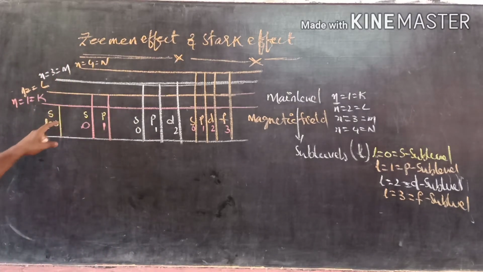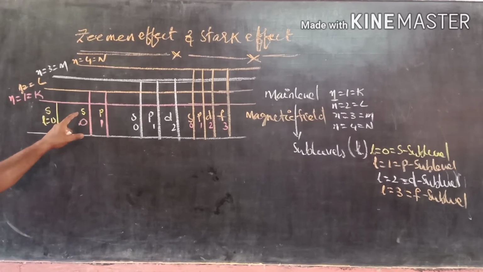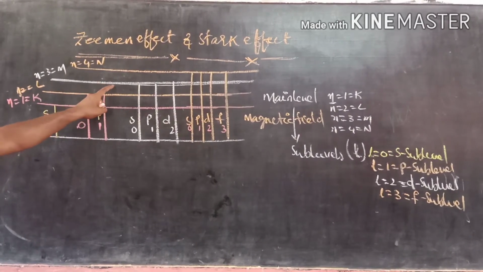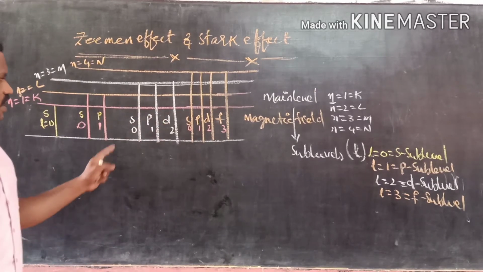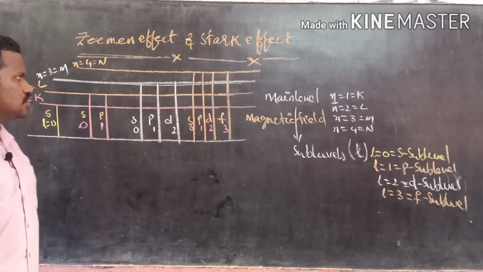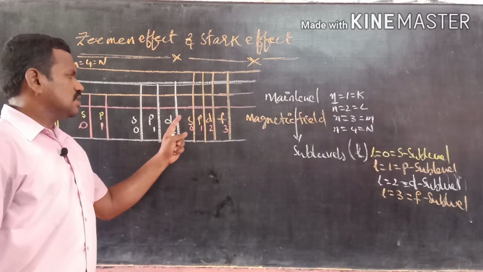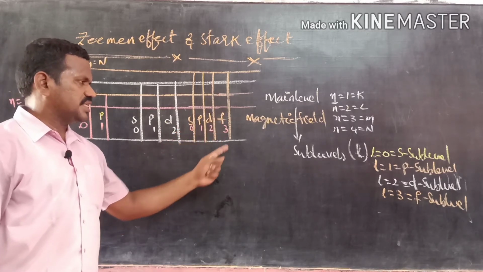See, main level 1 has the sublevel represented by the letter s, whose l value is 0. Main level 2 has 2 sublevels, s and p, whose values are 0 and 1. Main level 3 is divided into 3 sublevels, s, p, d, where s is 0, p is 1, and d is 2. Main level 4 is divided into 4 sublevels, s, p, d, f. Their l values are 0, 1, 2, 3.